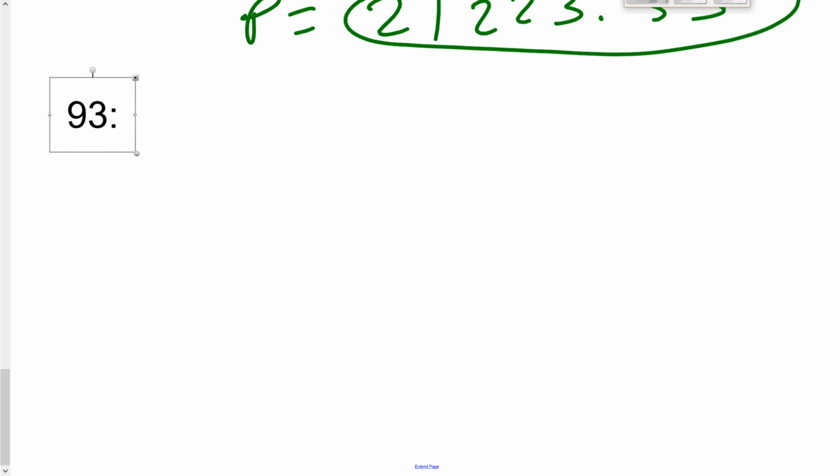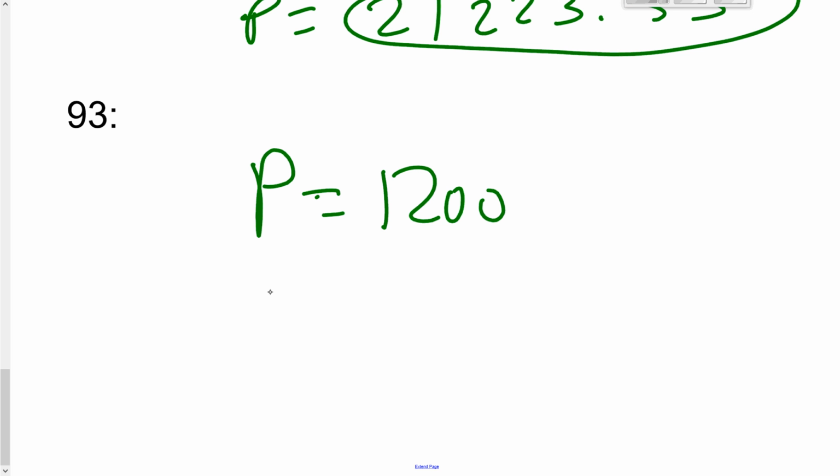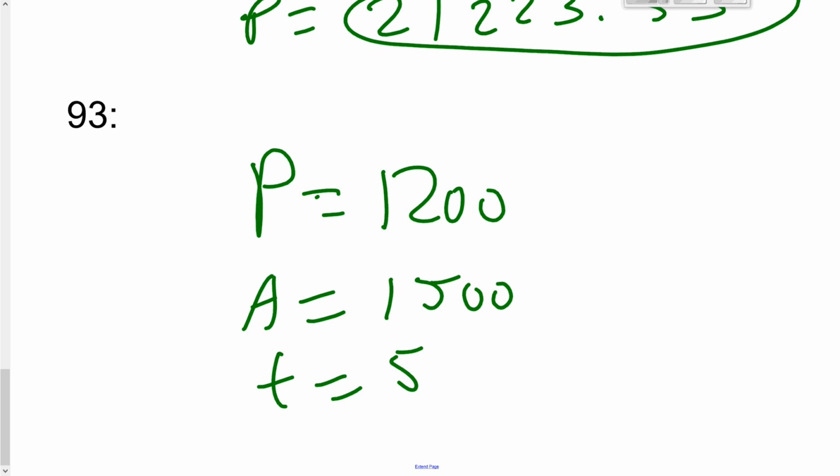Okay, so 93 is finding the interest rate. So find the annual interest rate to the nearest tenth percent for $12,000. So that's our principal, $12,000 to grow. So this is the money that's growing, right? So that would be the principal, and we want it to grow to, so the actual amount after we invest is $1,500, and for 5 years, and it says compounded quarterly, so our N is 4.